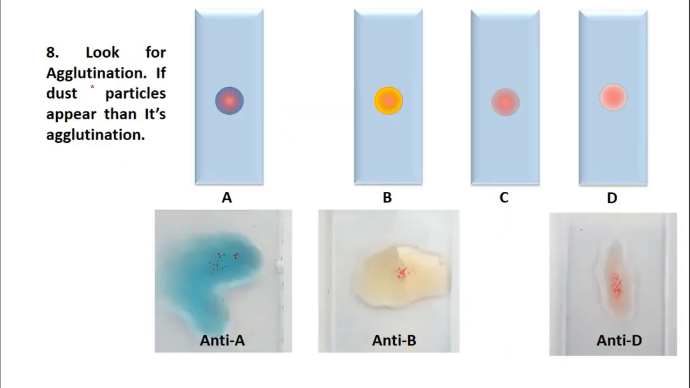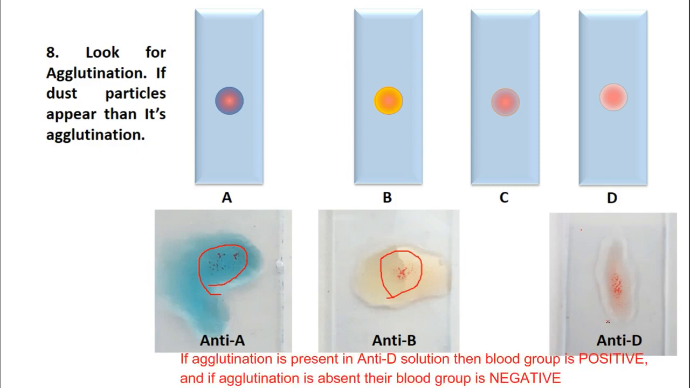Now look for agglutination. If dust-like particles appear, then it's agglutination. Look at this slide, which has anti-sera A solution and blood plus normal saline. You are able to find the dust-like particles in this solution, so a positive agglutination reaction is there. If you find dust-like particles in anti-sera B solution, then there is also agglutination in this solution. And if you also find these dust-like particles in anti-sera D solution, then there is also agglutination.